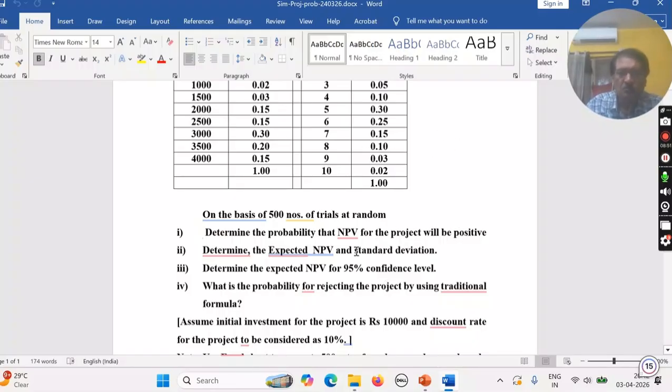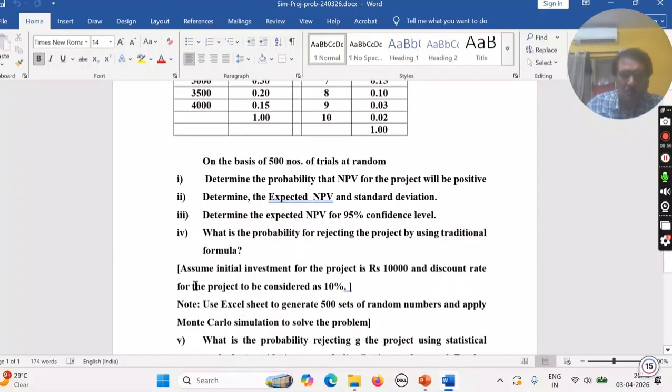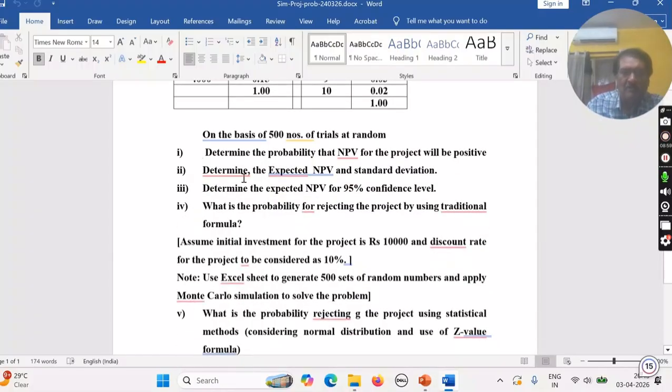Okay, then what you have to do? You have to find out 1, 2, 3, 4. All these you have to find out, up to 5. First, determine the probability that NPV for the project will be positive. Determine the expected NPV.